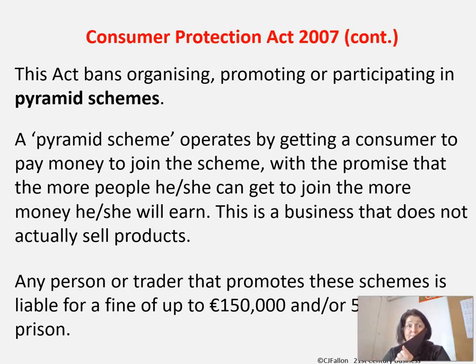The Consumer Protection Act 2007 also bans organising, promoting or participating in pyramid schemes. A pyramid scheme operates by getting a consumer to pay money to join the scheme, with the promise that the more people he or she can get to join, the more money he or she will earn. This is a business that does not actually sell a product. Any person or trader that promotes these schemes is liable for a fine of up to $150,000 or 5 years in prison.